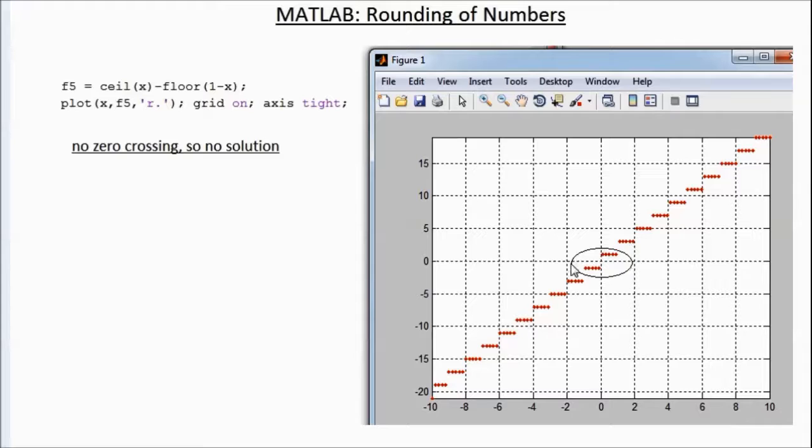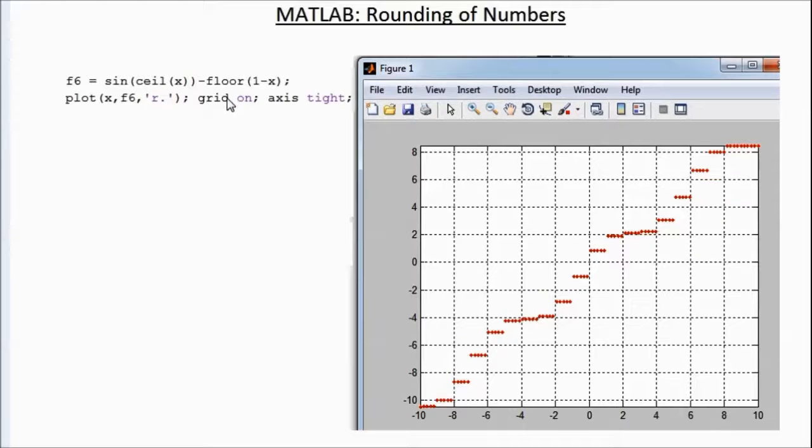So the ellipse is highlighting the part which is closest to the x-axis. So there is no zero crossing for this curve. So there is no x for which ceil x equals floor 1 minus x. If I see the function sine of ceil of x minus floor 1 minus x, then this is how the graph looks like. This function also has no zero crossing.